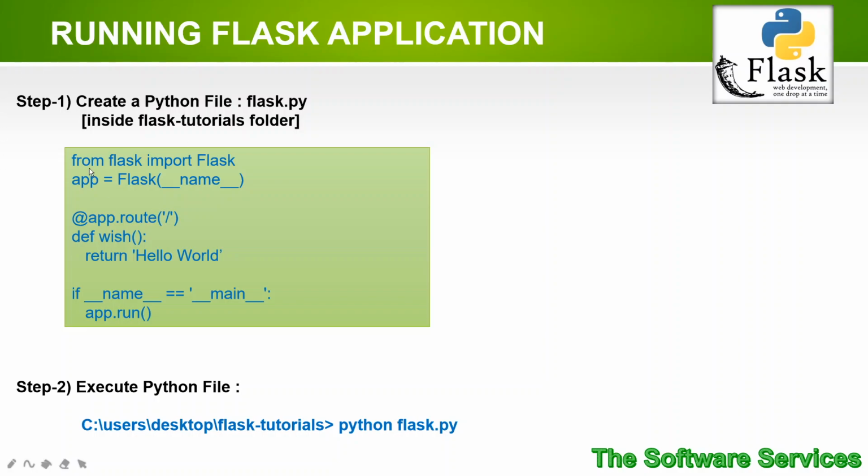What this code is telling here: first we need to import the Flask class from the flask module, right? And then we have to instantiate that Flask class to the reference variable called app. This variable name, you can take any variable name you wish. I am taking app. This is a standard naming convention.